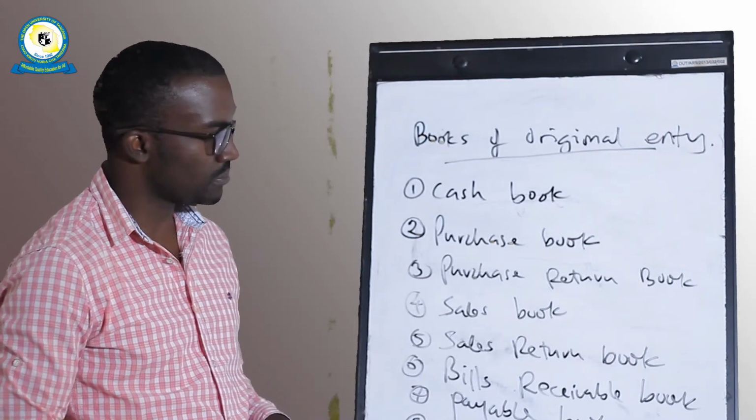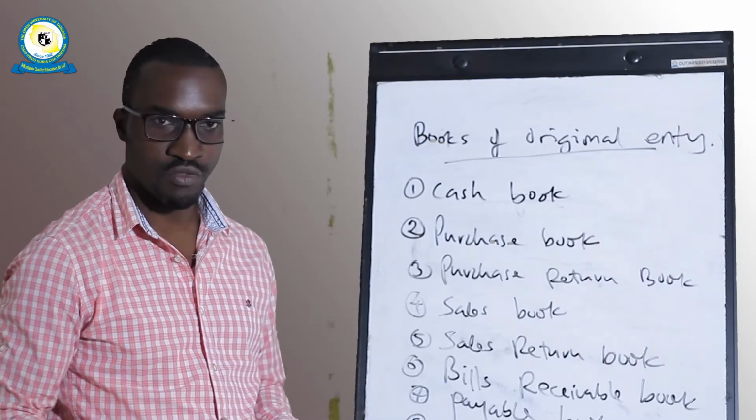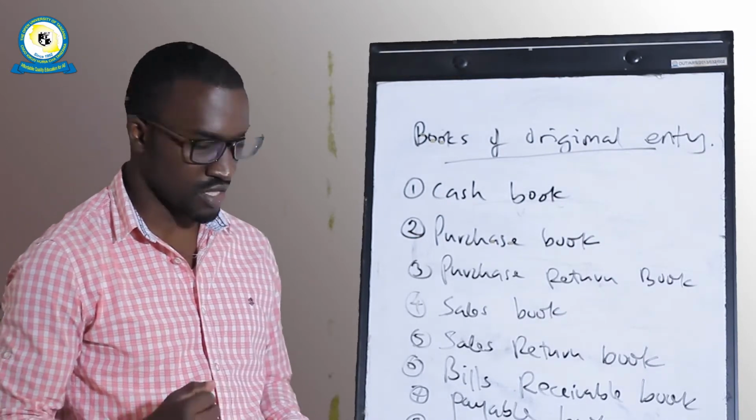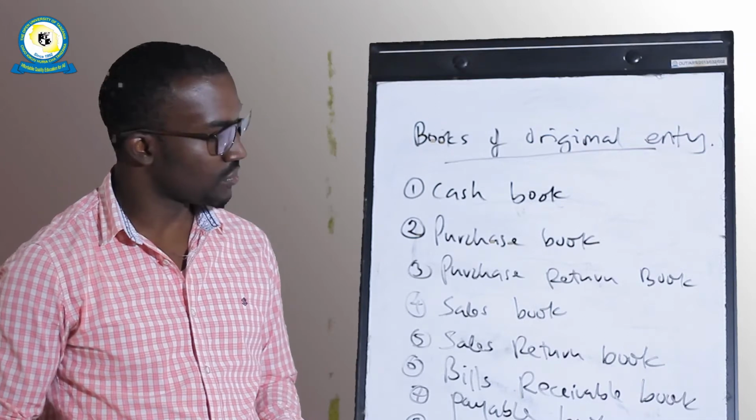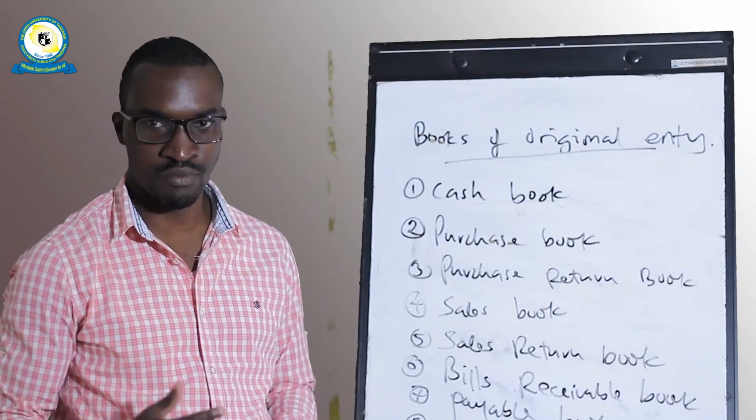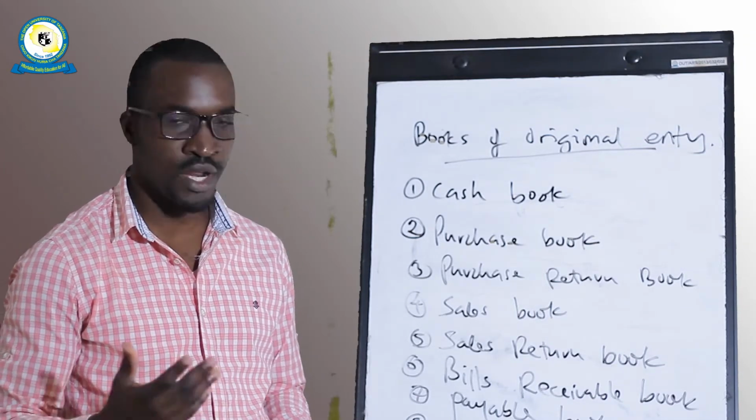So let me explain one by one, and I hope you're going to give me your attention. One, let us start with the cash book. Of course, we are now familiar with the cash book.